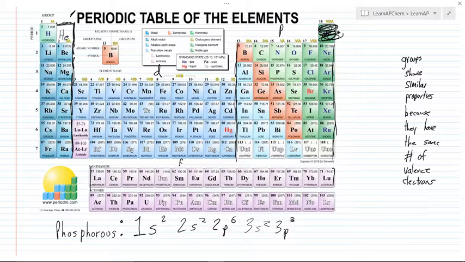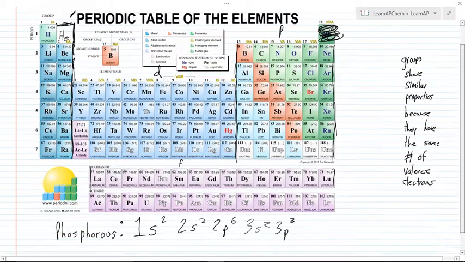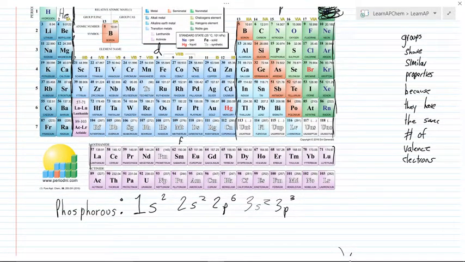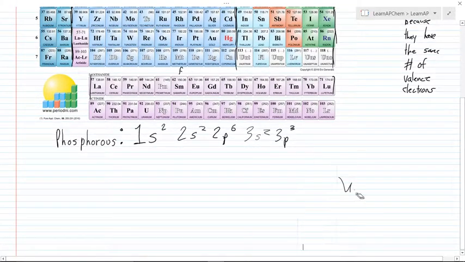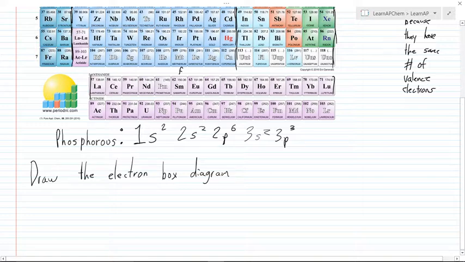Okay, so we can move on to something similar to this, electron box diagrams. Okay, so we'll say draw the electron box diagram for phosphorus.